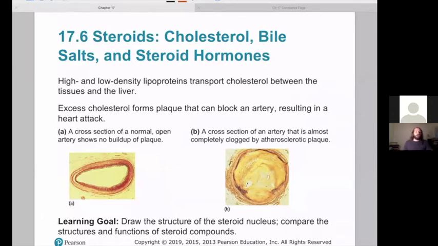problematic. You can see from these two cross sections of an artery what happens when you have too much cholesterol in your diet: it will literally build up and form a plaque that ends up clogging your arteries, right? So on the left, you have this beautifully clear artery, and on the right, you have an artery that's clogged by a plaque made up of different cholesterols.